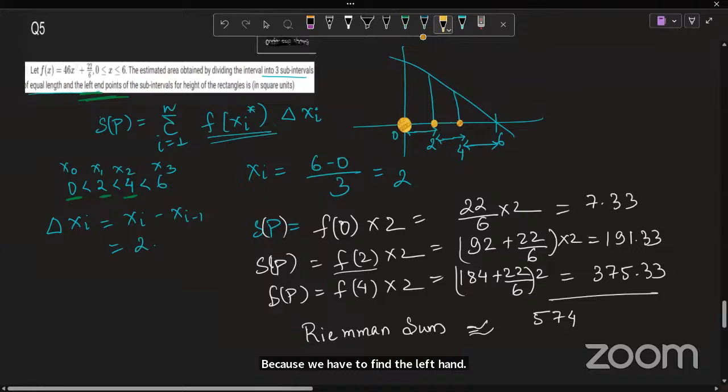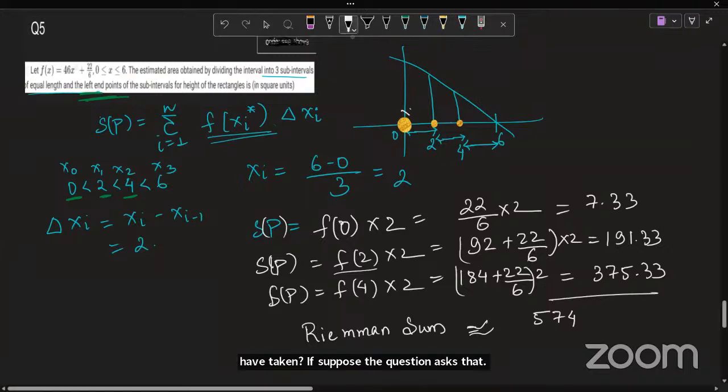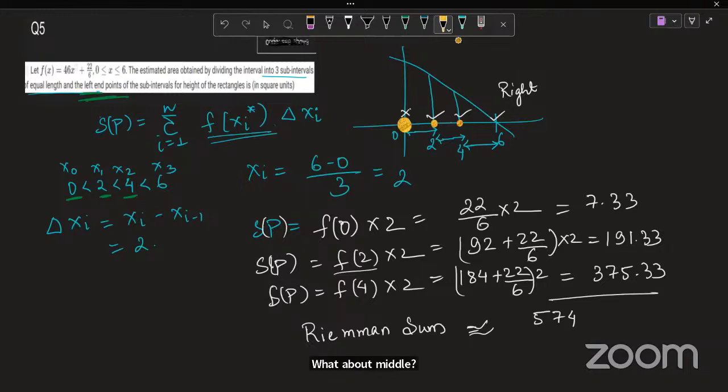Are you able to see? That's what I have calculated; that's what we have taken. If the question asks you to find the right one, you have to exclude this one. You have to take this point and this point, if the question asks about right. What about the middle? There is nothing called middle. 2 and 4, so what will be the interval? What will be the interval?